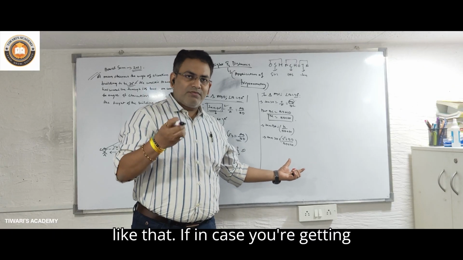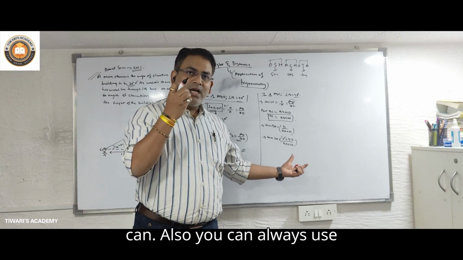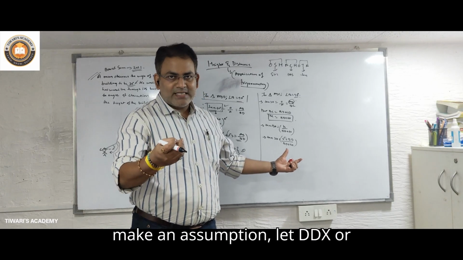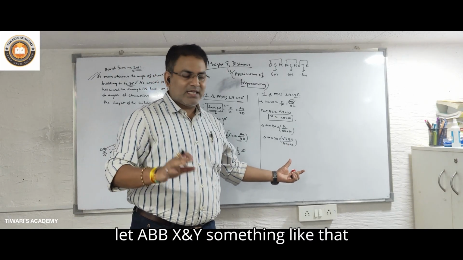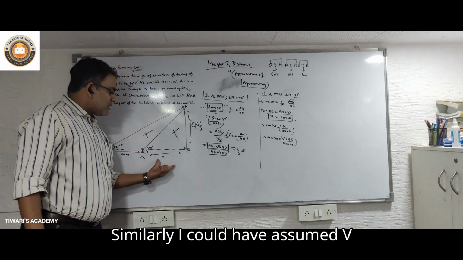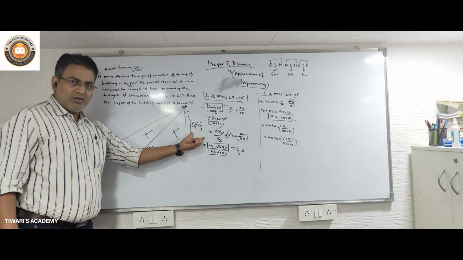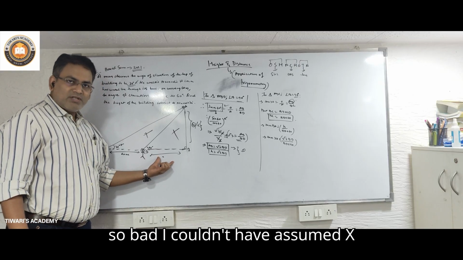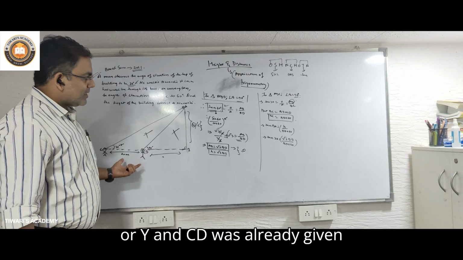If in case you are getting confused with the namings, you can always use shortcuts like short forms. Make an assumption, let BD be X or let AB be X and Y, something like that. How I assumed for AB to be H, similarly, I could have assumed BD to be Y because H I had already assumed over here. So BD I could have assumed X or Y, and CD was already given to us, which was 60.